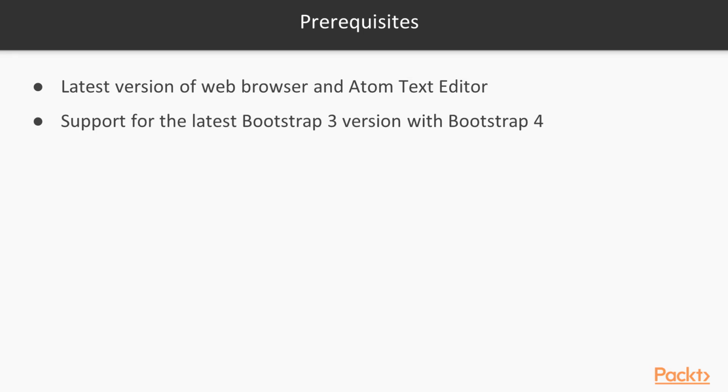For this course, we need the latest version of a web browser and the Atom text editor. There are some versions of the framework, but in this course, we will provide support for the latest Bootstrap 3 version, which is version 3.3.5, along with the newest version 4, which is 4.0.0 alpha. When a feature or component is differently supported by one of these versions, we will point it out properly.